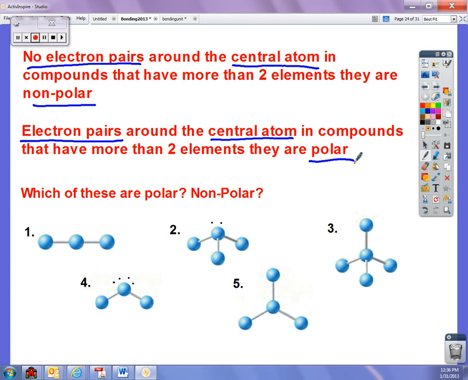Now, following these rules, I've got 5 shapes on the board. These are the only 5 shapes you are required to know for this course. I want you to take what I've shown you up top and write down number 1, 2, 3, 4, and 5, and just tell me whether they are polar or nonpolar. I will check your answers when I come back in on Monday. The substitute should pause the screen again so you can write down the answers, polar or nonpolar.